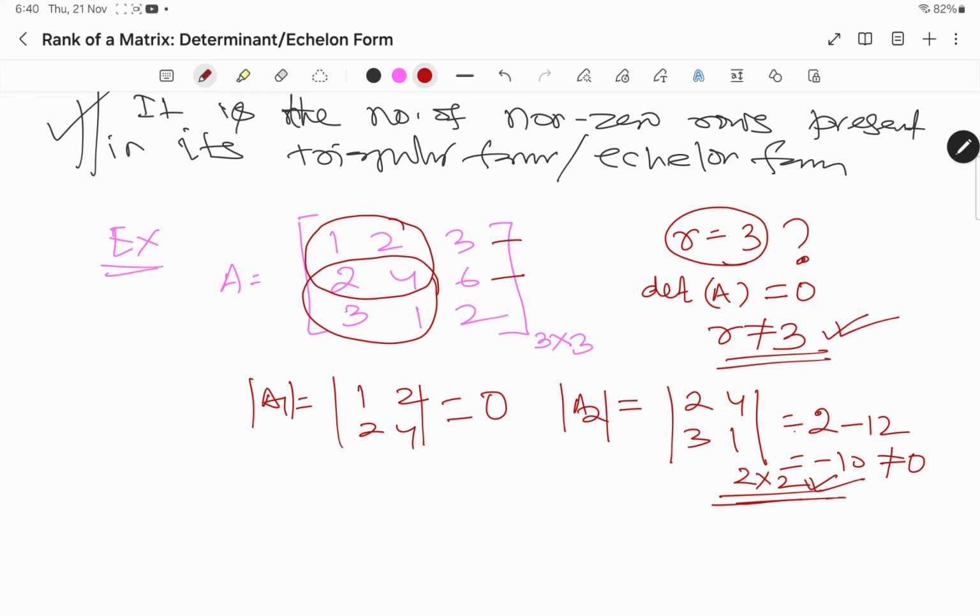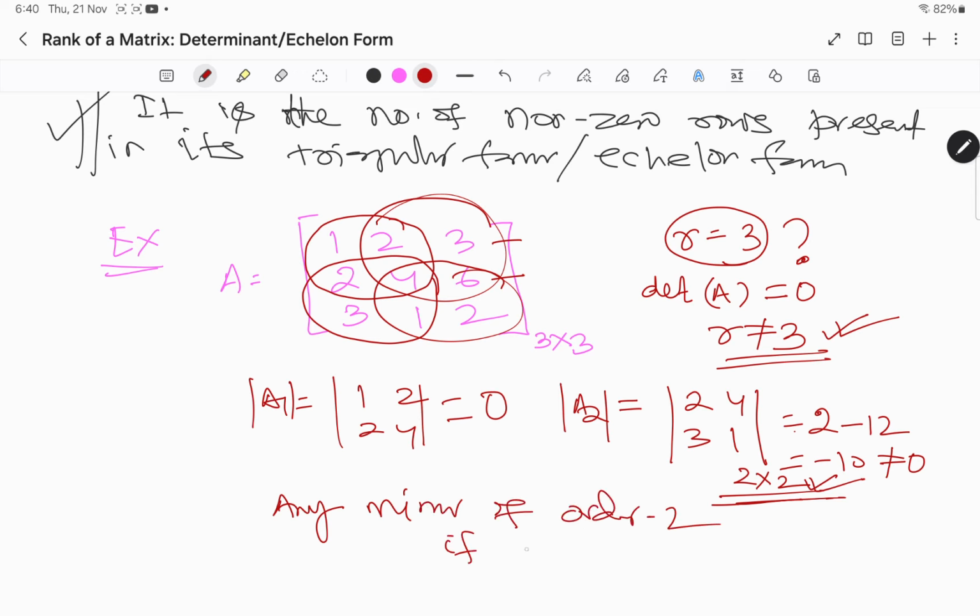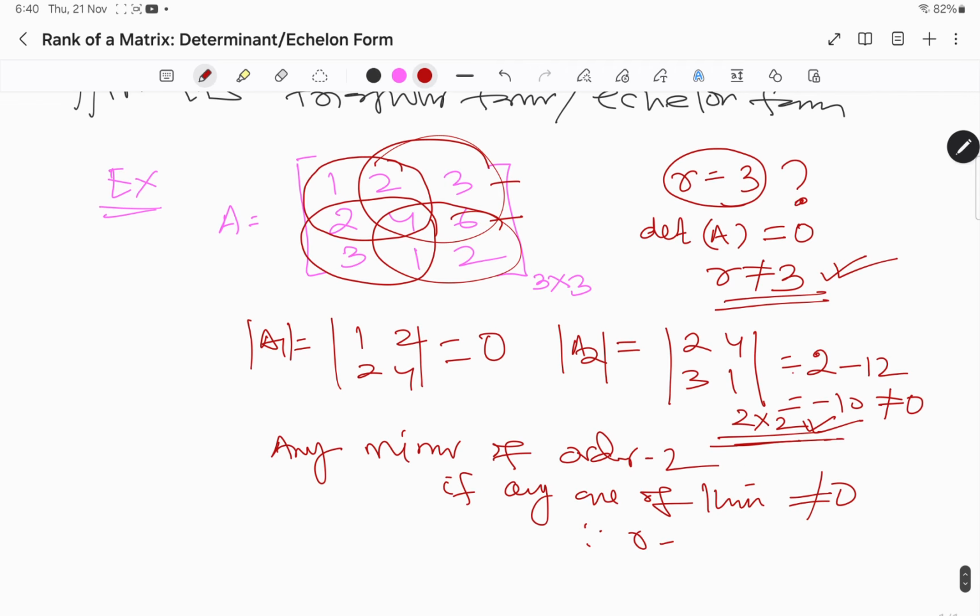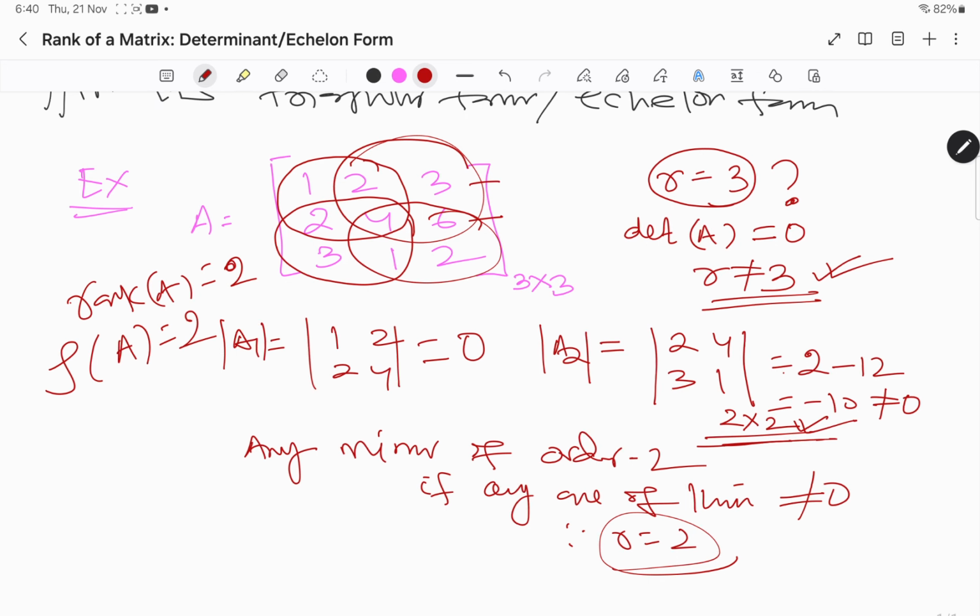So similarly, if this is 0, I can search for another matrix A3, another matrix A4. I should search for any minor of order 2. If any one of them is not equal to 0, then we say this rank is equal to 2. Of course, the rank of A is 2 here. Some people also write rho of A is equal to 2 here, right?